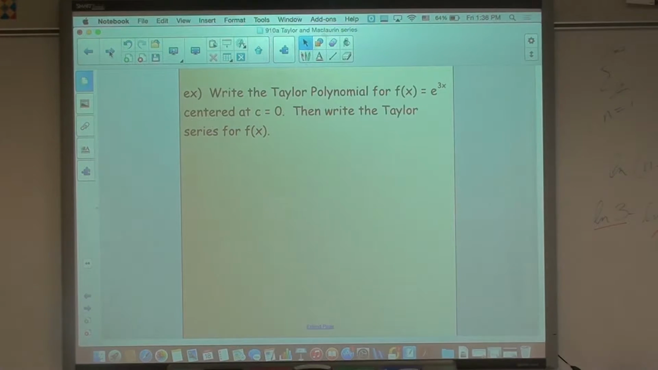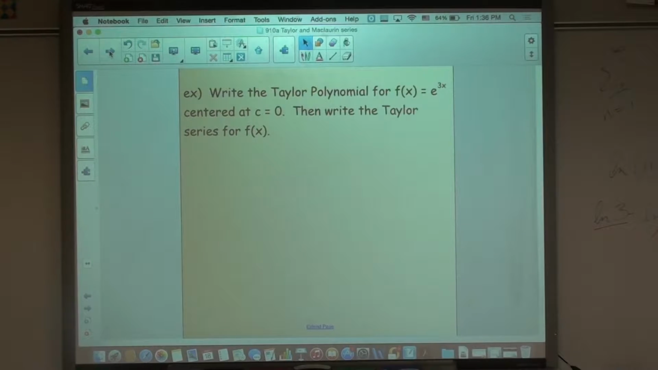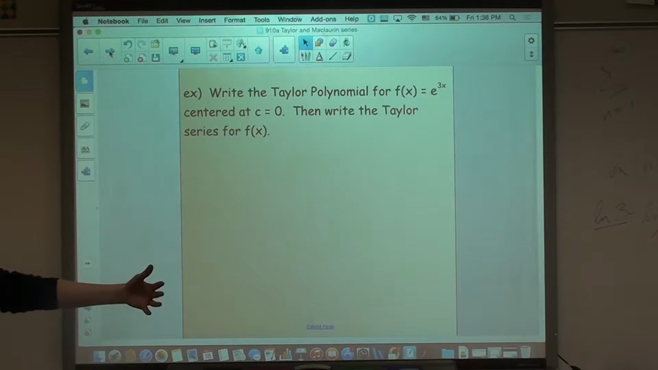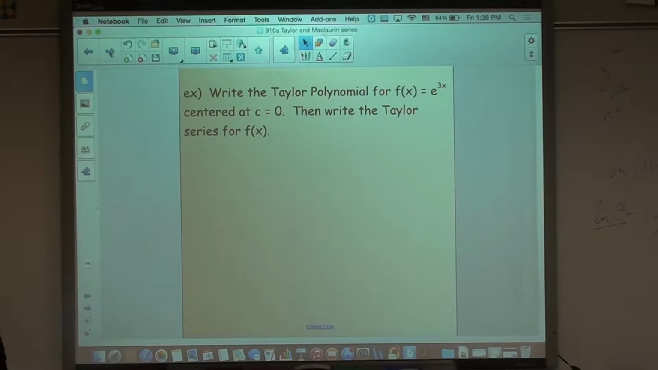Alright, so here's what I want you to do. I want you to take a few minutes. I want you to write a Taylor polynomial for e to the 3x centered at 0, and then I want you to convert the polynomial to sigma notation. But I want you to write the polynomial first, then write the sigma notation. So you'll need to write those first few derivatives. I think going to f triple prime is enough to see the pattern.